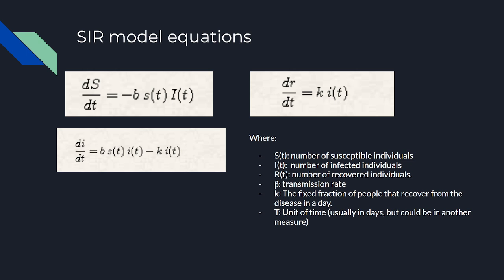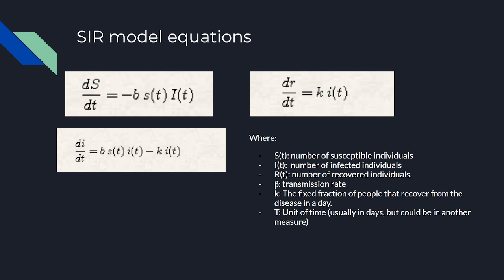The SIR model equations, here we are with the three different ones. The top left one is dS/dt = -b * S(t) * I(t). To the right of that is dR/dt = k * I(t). And at the bottom is dI/dt = b * S(t) * I(t) - k * I(t).